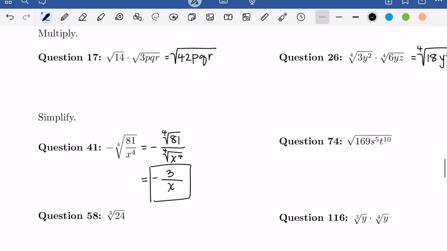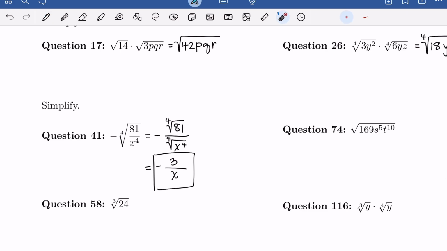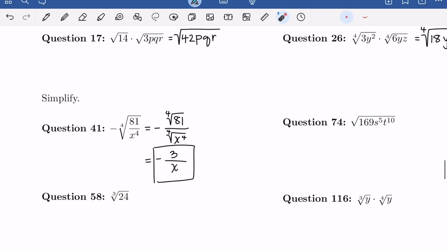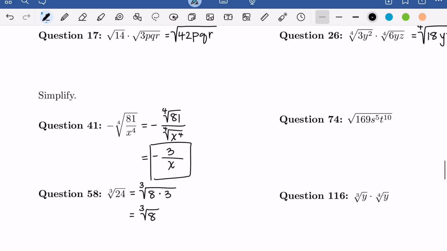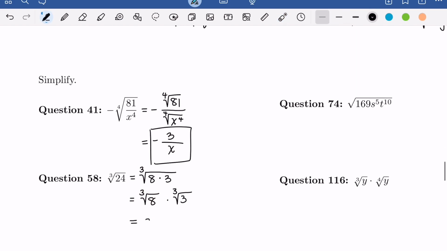Let's look at this next question here, 58. We're taking the 3rd root of 24. Now, 24 isn't a perfect cube, but what we can do is split 24 up into its factors. So this is the same thing as the third root of 8 times 3. Using our product rule, we can split up these two factors. We can look at this as the third root of 8 times the third root of 3. Now the third root of 8 is going to be 2, and we can't simplify the third root of 3, so we're just going to leave that as is. This is going to be our final answer here.